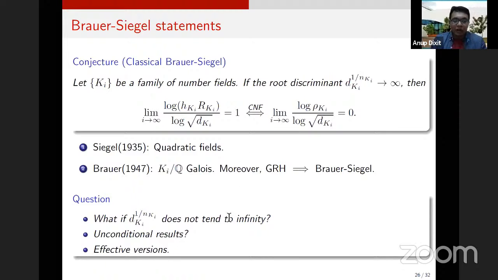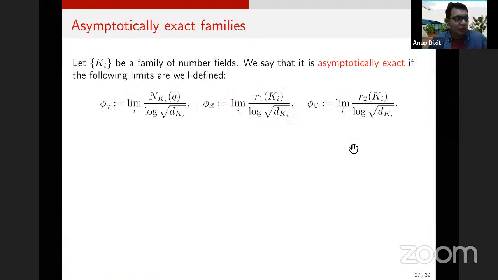So in order to state this conjecture where we do not assume the root discriminant goes to infinity, we have to introduce the notion of asymptotically exact families. Okay, good. So we say that a family of number fields is an asymptotically exact family if these invariants are well defined over the family. These invariants essentially capture the way primes split over this family of number fields. We don't want the splitting of primes to be too erratic. For example, if you look at a tower of number fields, that will always be asymptotically exact.